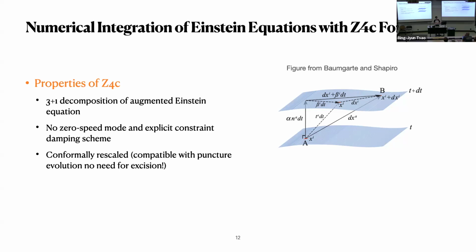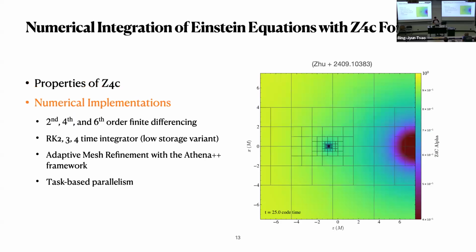We also have the evolution variables conformally rescaled to be compatible with the puncture scheme, so we do not need to do excision, which improves parallel efficiency, as we do not need a horizon finder to find the excision surface.